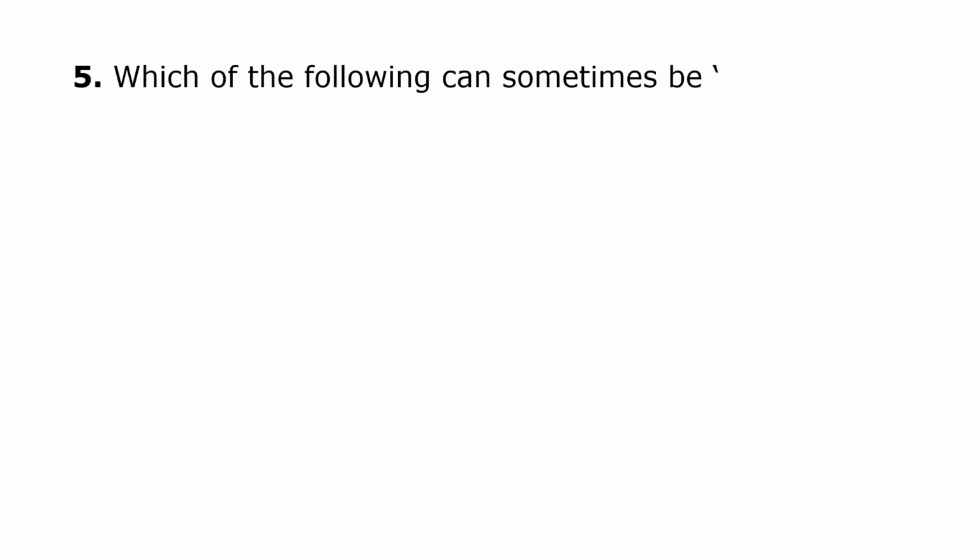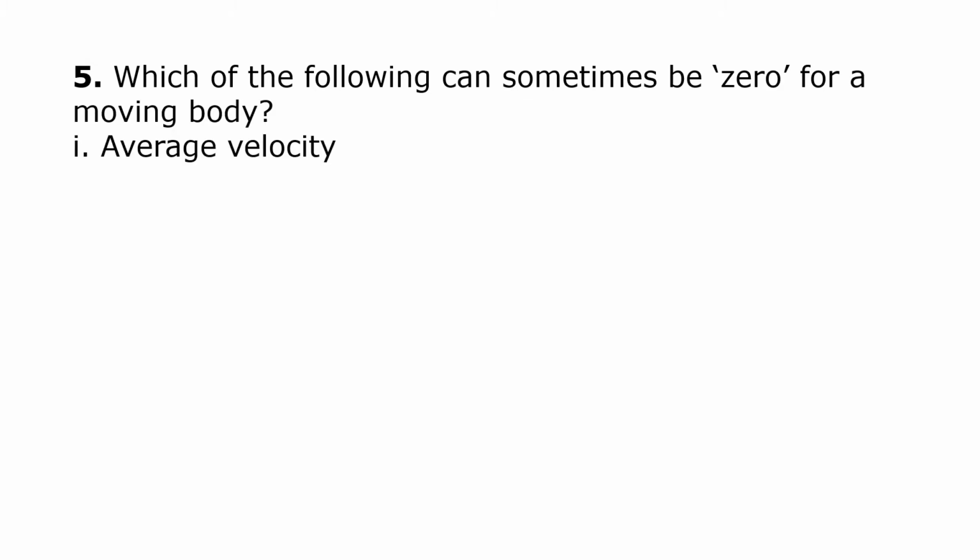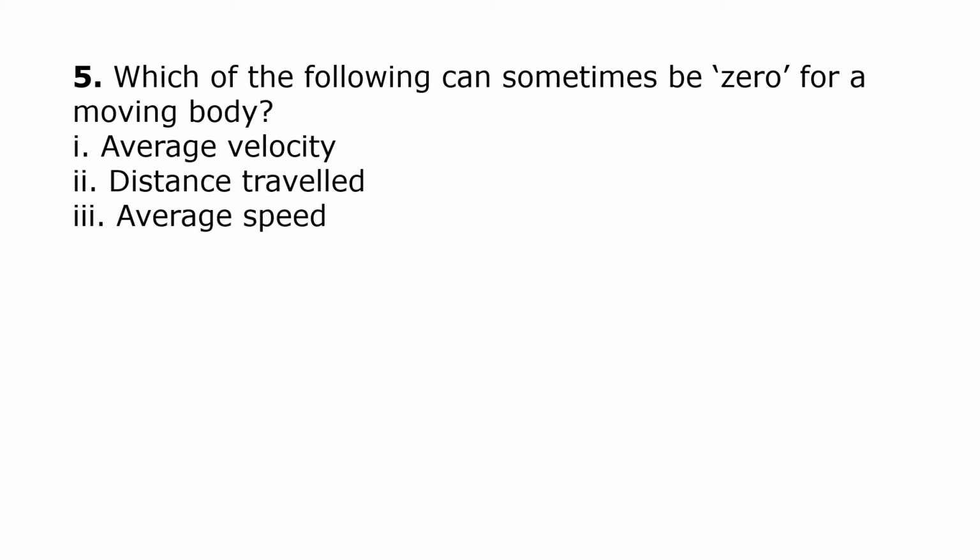Fifth question. Which of the following can sometimes be 0 for a moving body? 1. Average velocity, 2. distance traveled, 3. average speed, 4. displacement. Which will become 0 for a moving body?